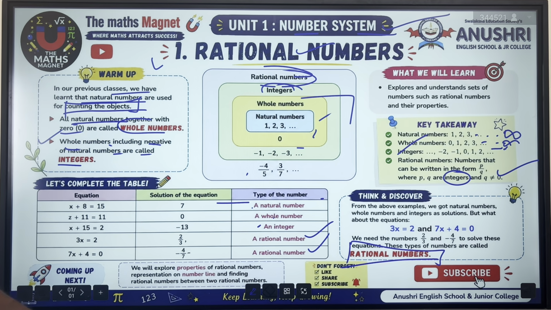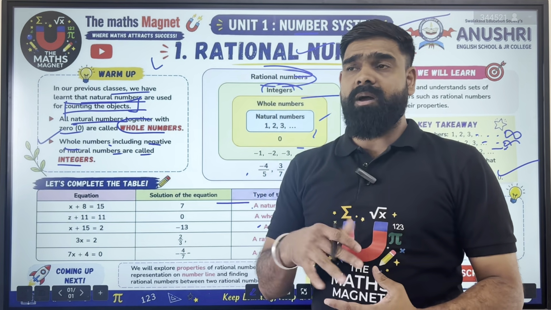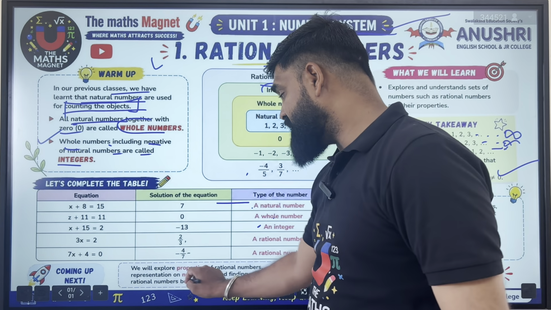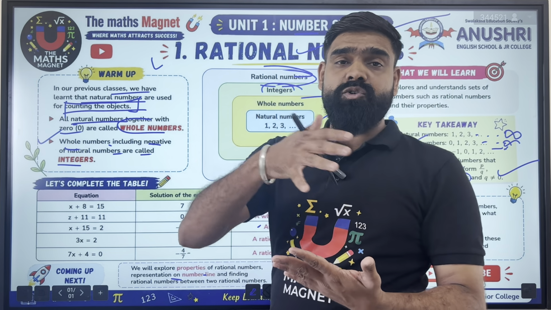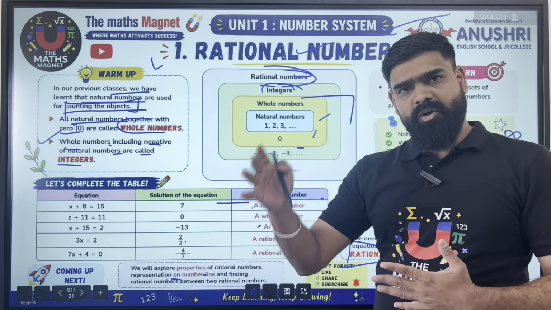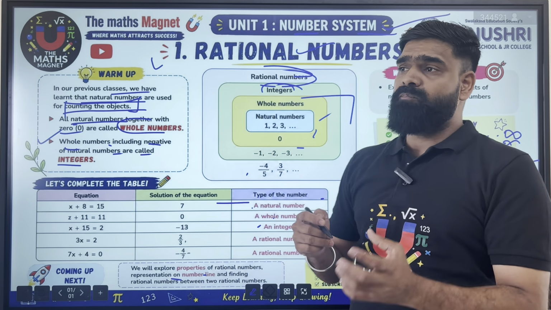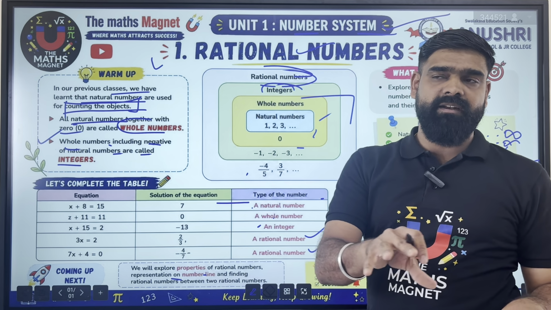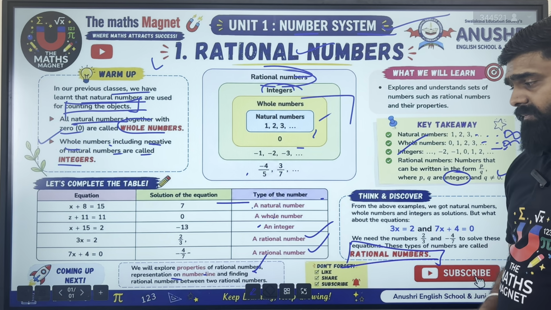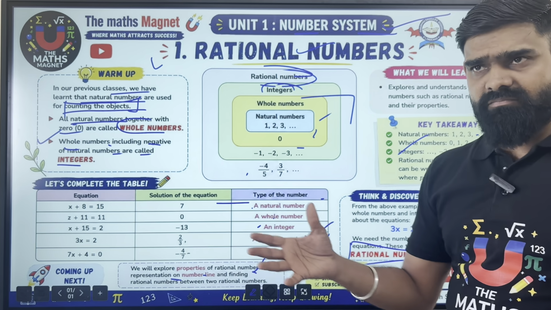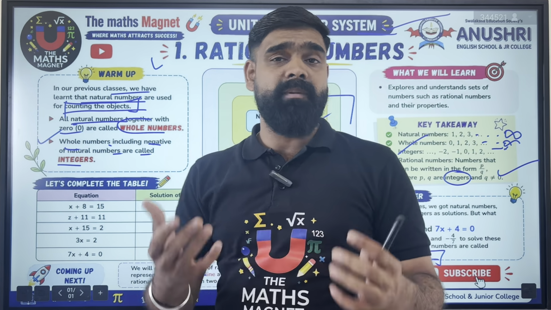Now we will explore properties of the rational numbers. In this chapter we are going to study more about the properties of rational numbers, and representation of rational numbers on the number line. We already saw how to show natural numbers, whole numbers and integers on the number line, and now we are moving towards how to show rational numbers on the number line, the relation between two rational numbers, or comparison of rational numbers.